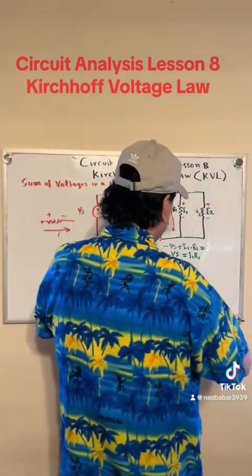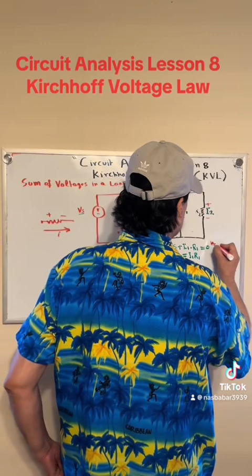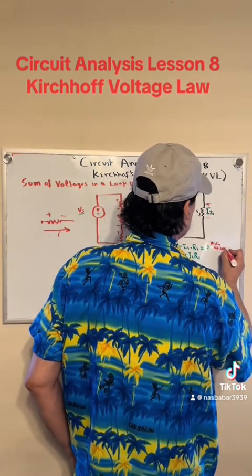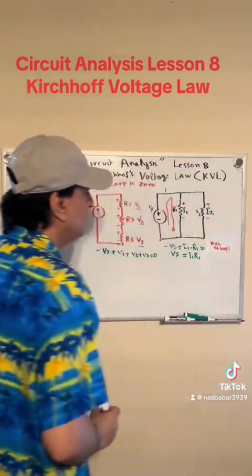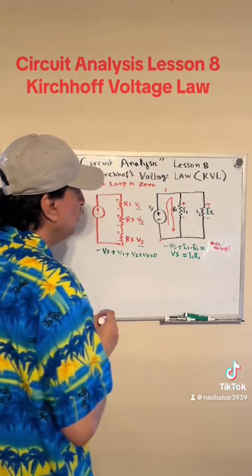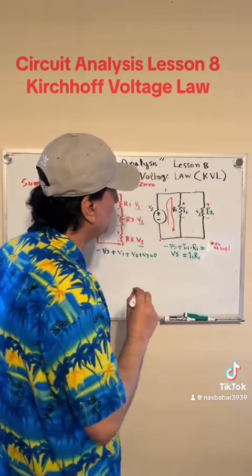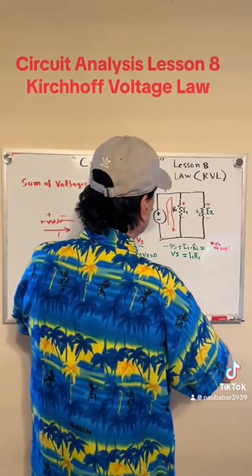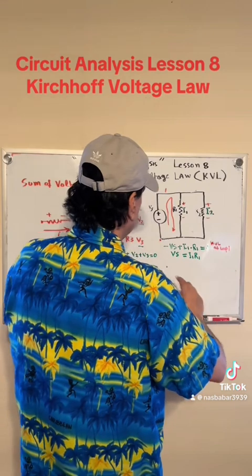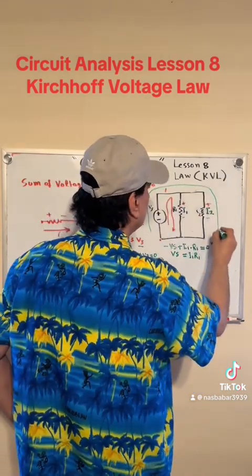That's my KVL at loop 1. Now let's look at the other loop in there. You might guess that this is the loop right here. That's not the loop I'm talking about. I am talking about this loop right here, and I'm going to put it in green. This loop right here.